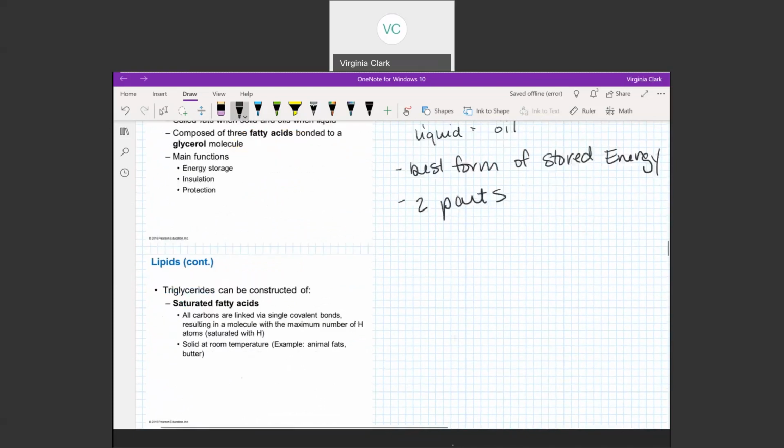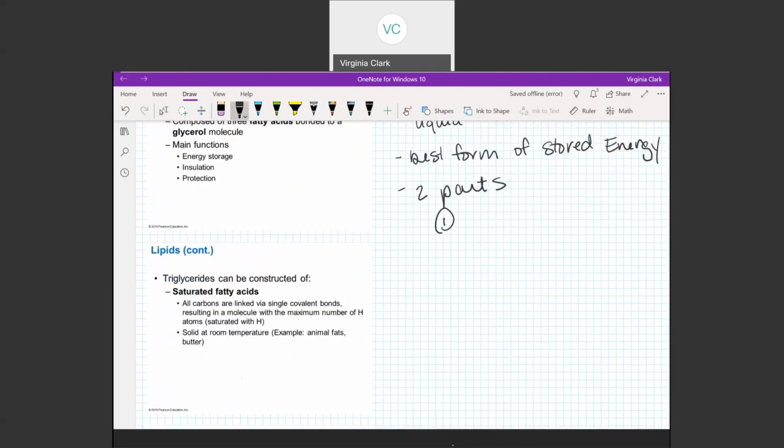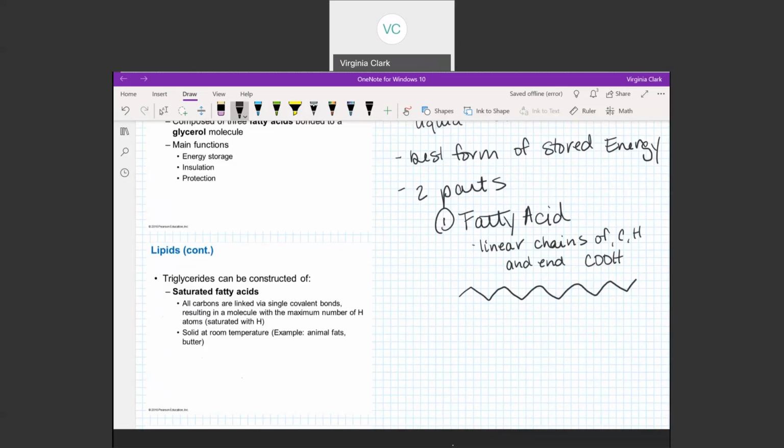So they're going to be made up of something called a fatty acid, or a saturated fatty acid, as your slide says. And a fatty acid is going to be linear chains. So it's going to be chains that are in a line, and they are going to contain carbon, hydrogen, and then end with a carbon, oxygen, oxygen, hydrogen. So it's going to be a very fat chain. You'll see it like this. And then it'll end with OOH, or COOH.